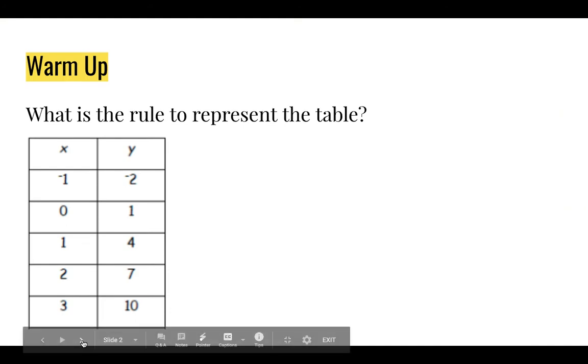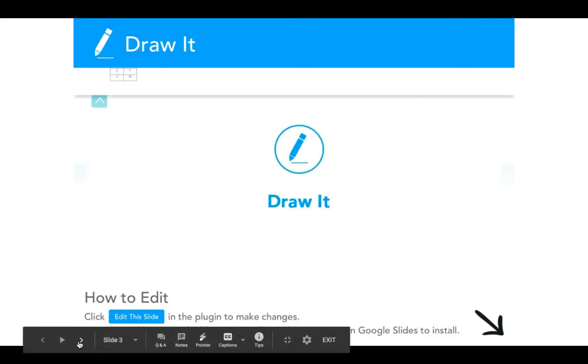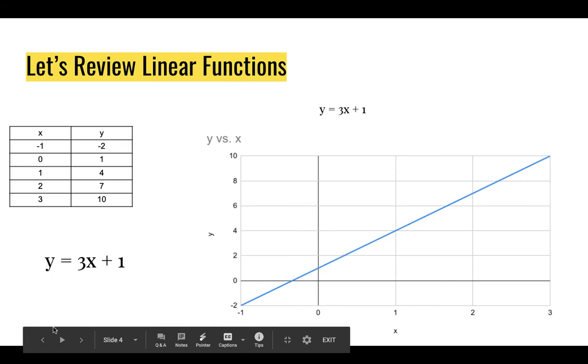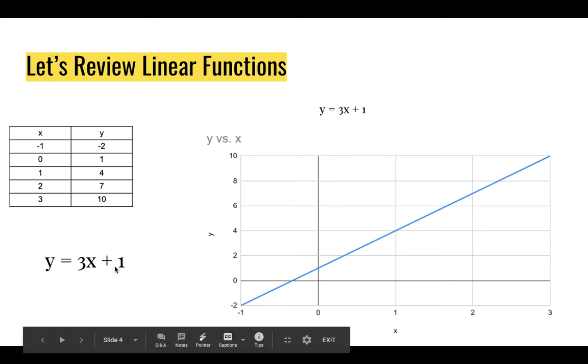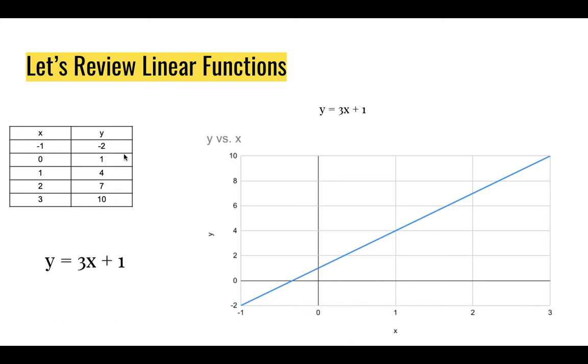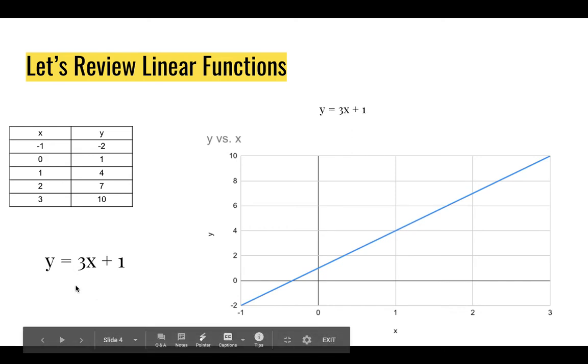What is the rule to represent the table? So the function for this table, the y-intercept is 1 because that's the value of y when x is 0. So that's why it's plus 1. And the slope is plus 3 over 1. This is plus 3. This is over 1. So the slope is 3. The function is y equals 3x plus 1.